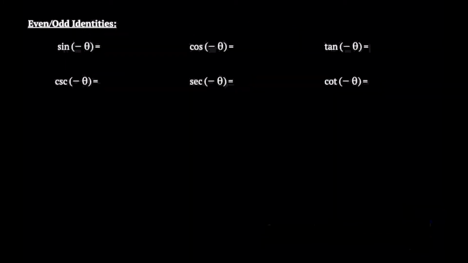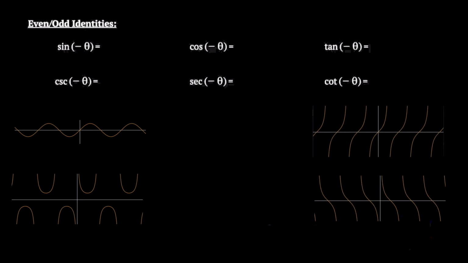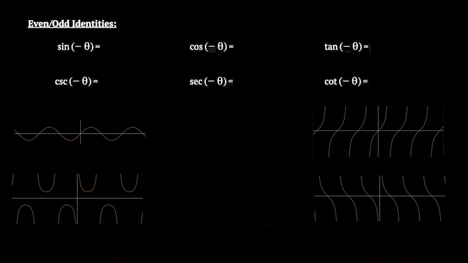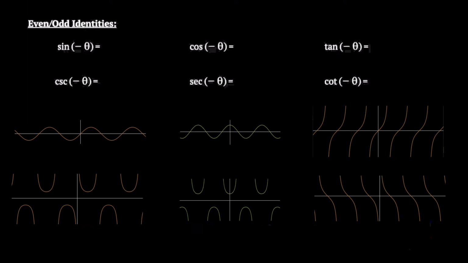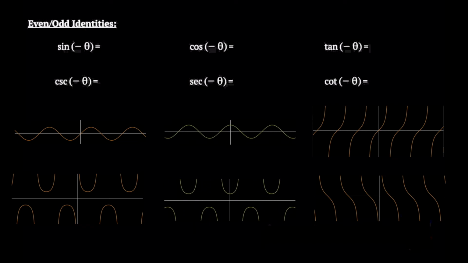We've also already seen even and odd identities. Back when we were graphing these things, we saw that sine and cosecant, tangent and cotangent all had 180-degree rotational symmetry, and that made them all odd functions. Whereas cosine and secant were even functions because they would flip on top of themselves if you flipped them horizontally.